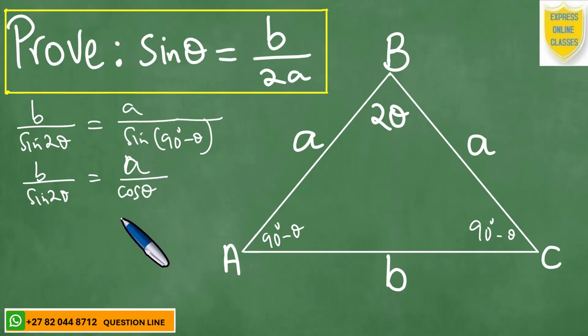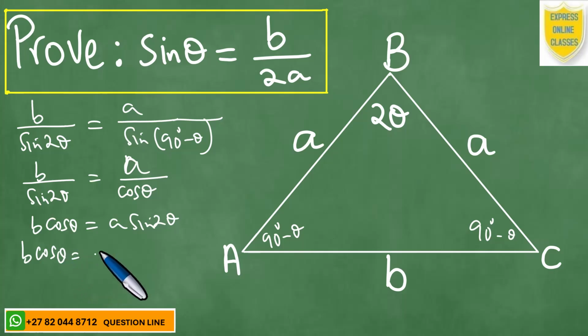At this point, we can cross multiply, getting b cosine of theta is a sine of 2 theta. B cosine of theta is a, and you multiply it by the following: 2 sine theta cosine theta. And so now we're able to get exactly the following.